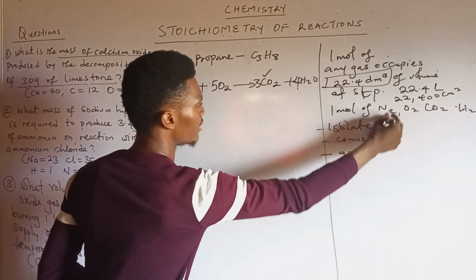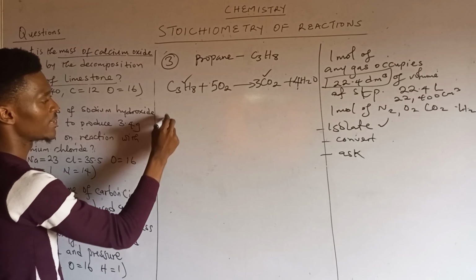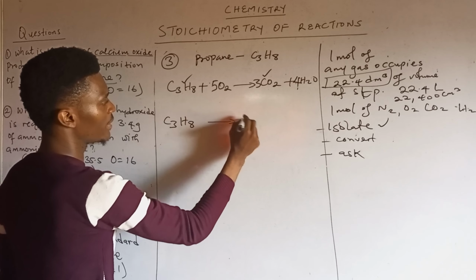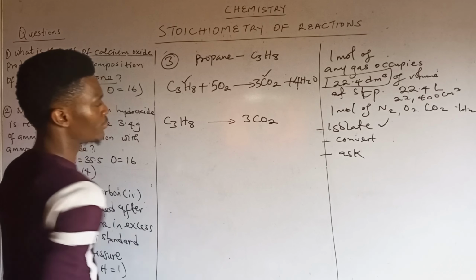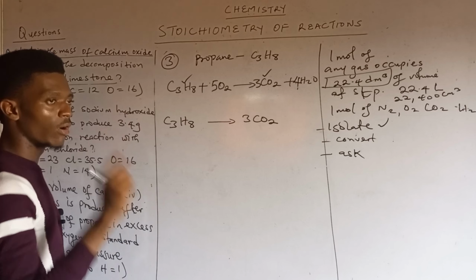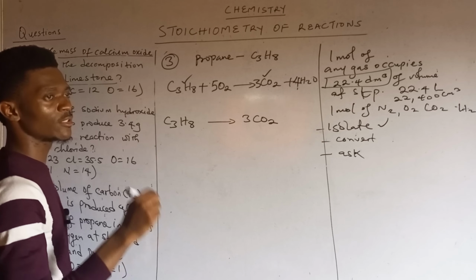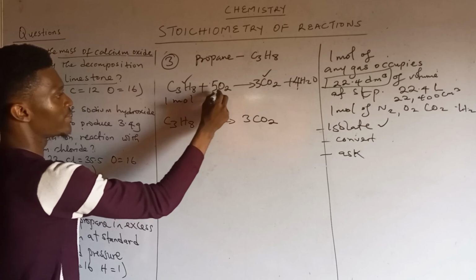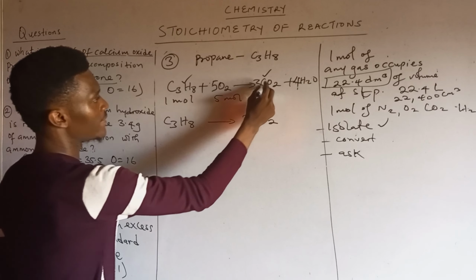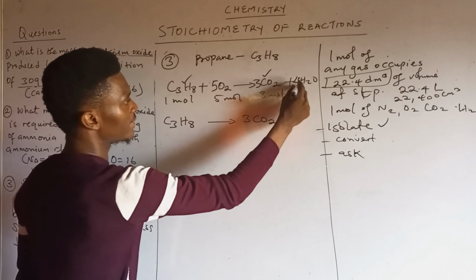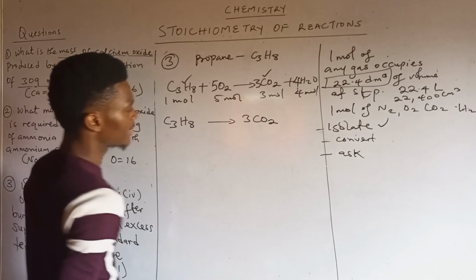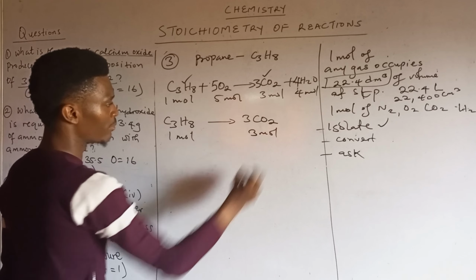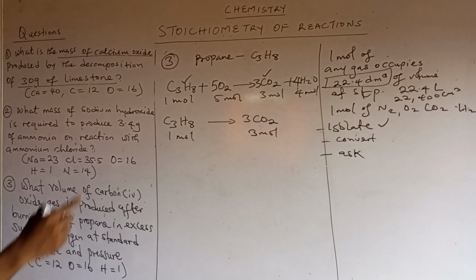That's by isolation. So when we bring them out, it becomes C3H8. Then to give what? To give 3CO2. And remember, like I said, always we must represent the stoichiometric ratios in moles. This is 1 mole, this is 5 moles, then this is 3 moles, then this is 4 moles. All right. So while this one is still 1 mole, then this is what? 3 moles. All right. So we've been able to isolate.